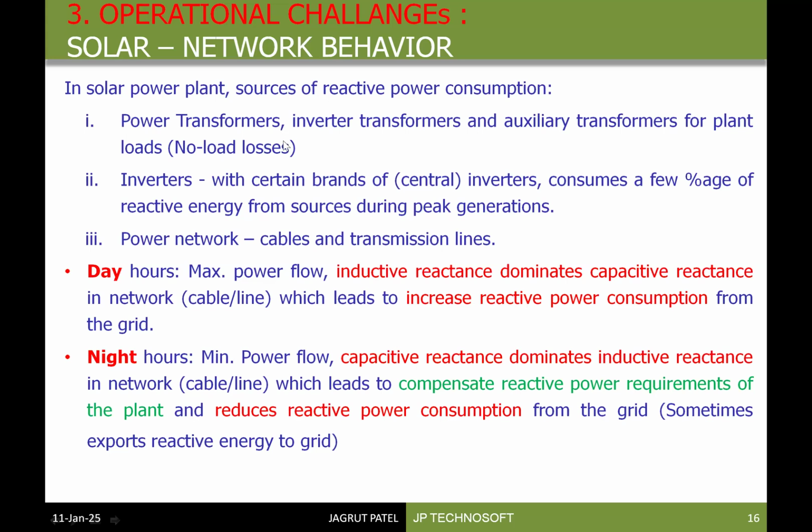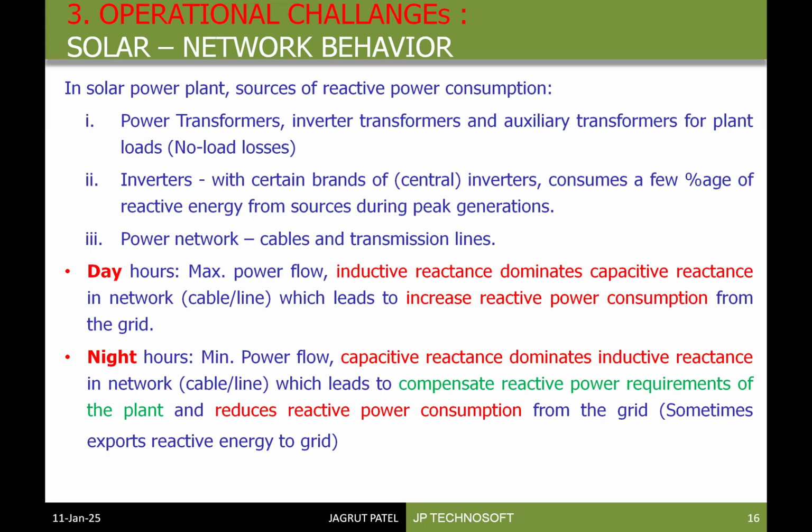Okay, this is a challenge. In terms of four quadrant operation, this is a quadrant 2. During night hours, capacitive reactance dominates inductive reactance. There is absolutely zero power flowing through this network. Only a few lights in the solar plants, one or two air conditioned systems in the SCADA room or so. So as compared to the 25 megawatt, hardly a few kilowatts are burning inside the power plant.